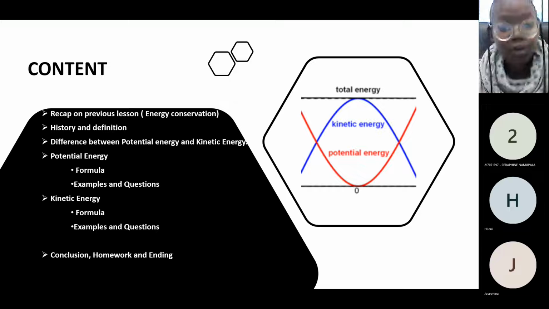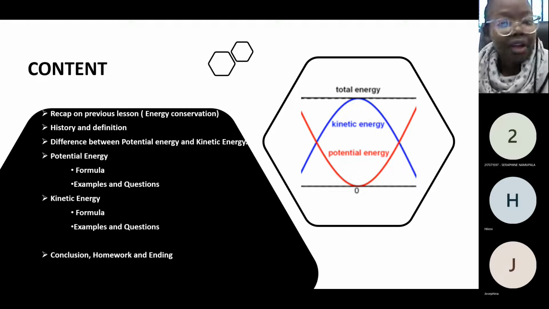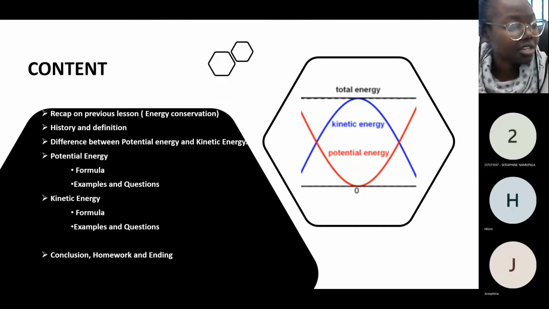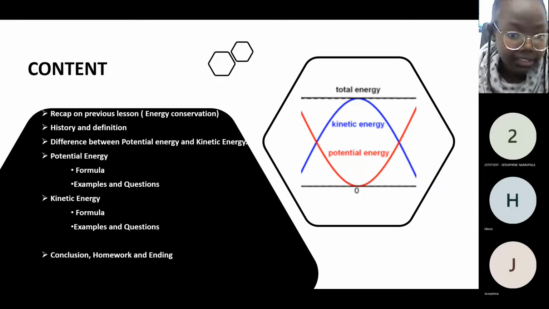The next slide is on the content that will be covered in this lesson. The very first thing we are going to do is recap the previous lesson, which was on energy conservation. And then we will do the history and definitions of both kinetic and potential energy. I will elaborate and give the differences between potential and kinetic energy. We'll dive into their formulas. I'll give some examples, questions, and conclusions, homework, and ending. That will be it.